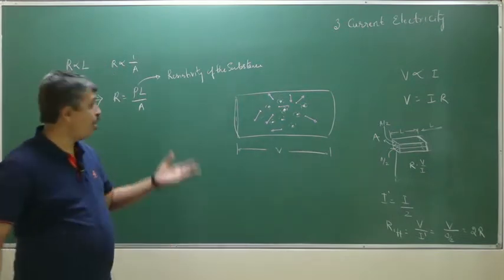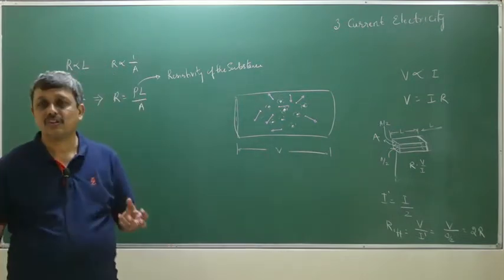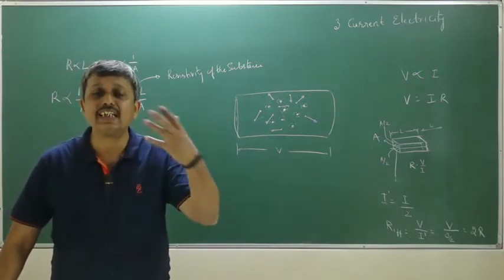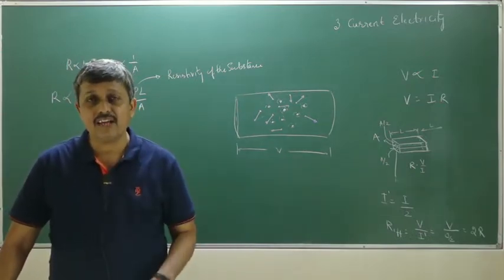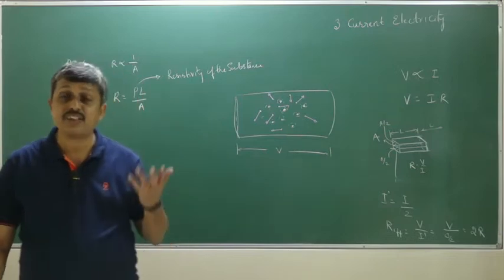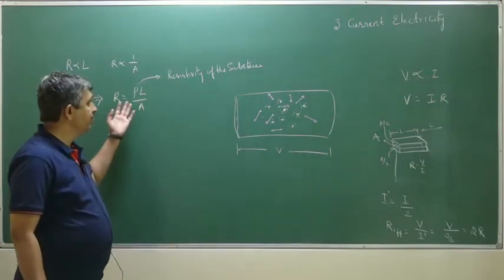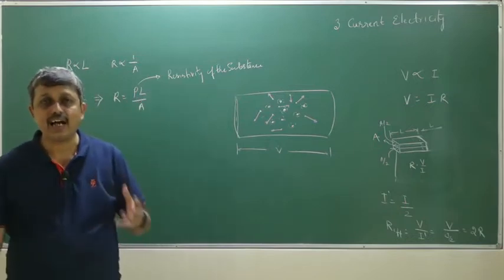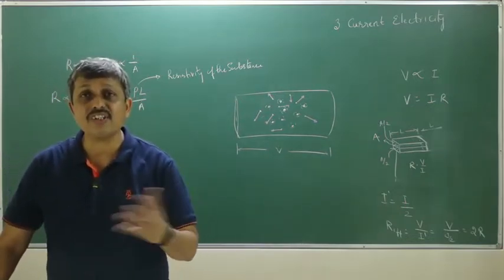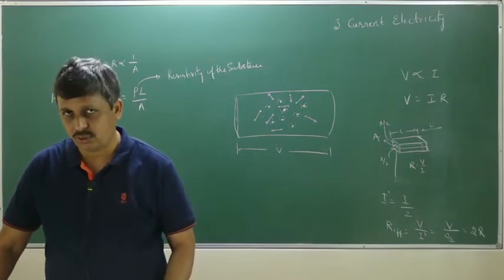Okay, because for copper this resistivity is low. That means resistance is low, it easily conducts. Whereas for some other material the resistivity is high, that means it is hard to conduct. So you can see that resistivity gives you an idea of how hard or how easy it is for electric current to conduct through that.